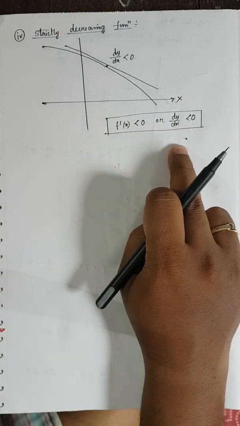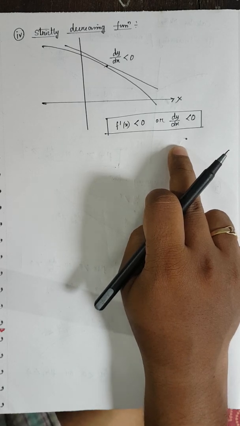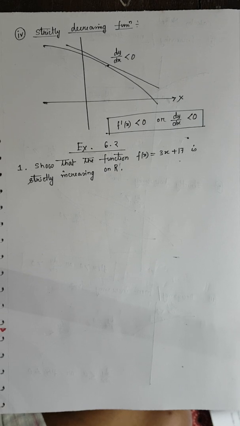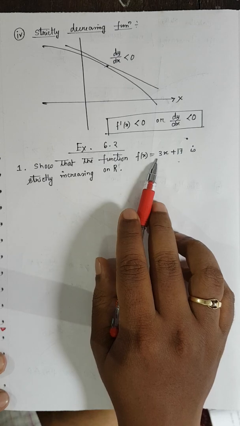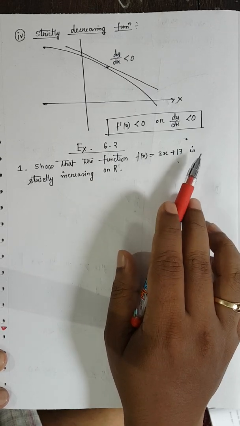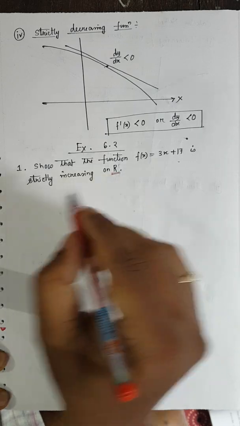Using this knowledge, we can solve any question of the NCERT book. Now we'll solve the problems of NCERT book exercise 6.2. Number 1, show that the function f of x is equal to 3x plus 17 is strictly increasing on R. R means real numbers.